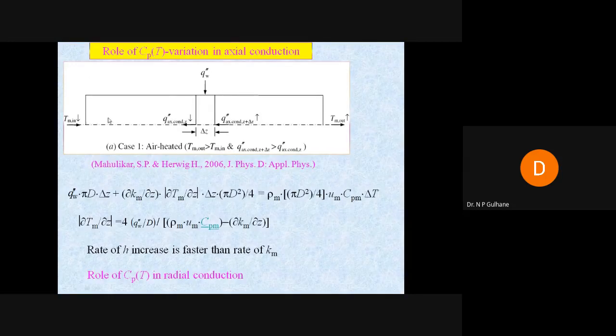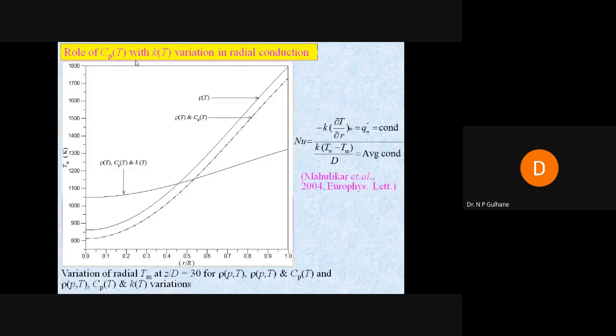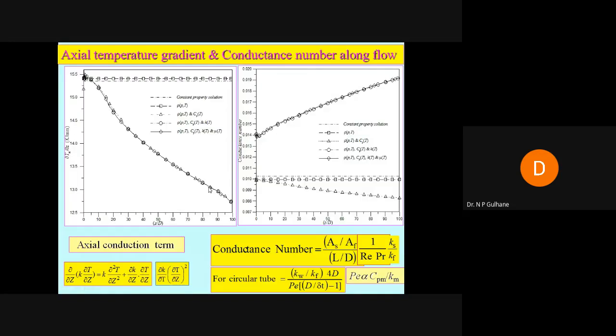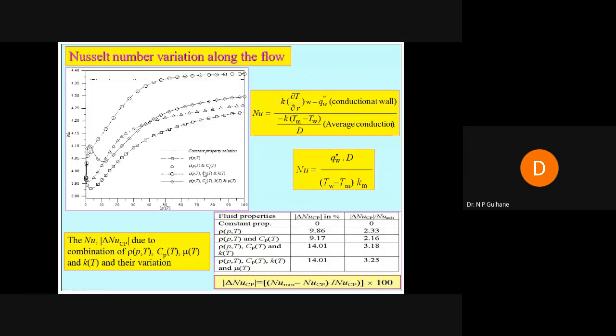So what is the role of CP in axial conduction? That has been studied. And what is the role of CP and K in radial conduction? That is another part. So overall then, how does this axial temperature gradient affect the conduction number, and how does it overall increase the Nusselt number? With the help of this, we came to the end of this research by plotting this Nusselt number variation.